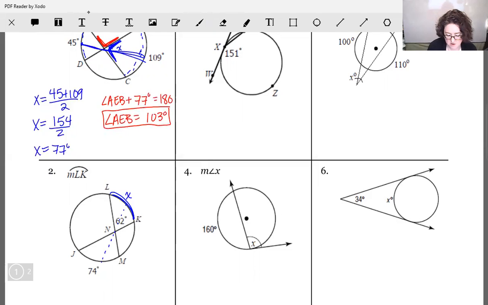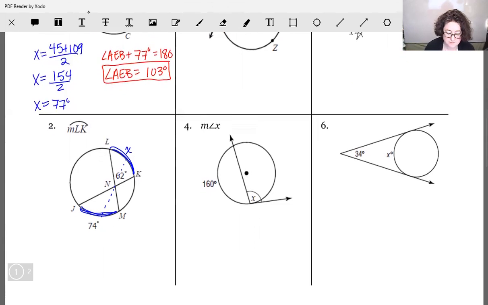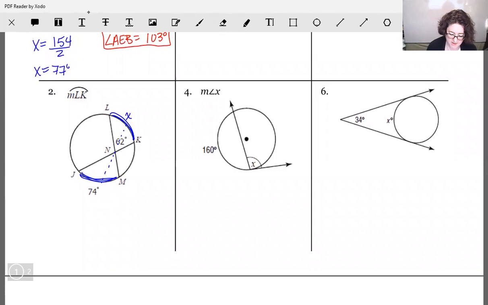So I have 2 arcs that I know about that I have labeled. I have a 74 and I have an X. And then the angle that lines up with them is the 62. Our rule is the angle towards the middle equals the 2 arcs added up together divided by 2, the 2 arcs averaged. So let's set that up. Our 62 degrees should equal 74 plus X divided by 2.